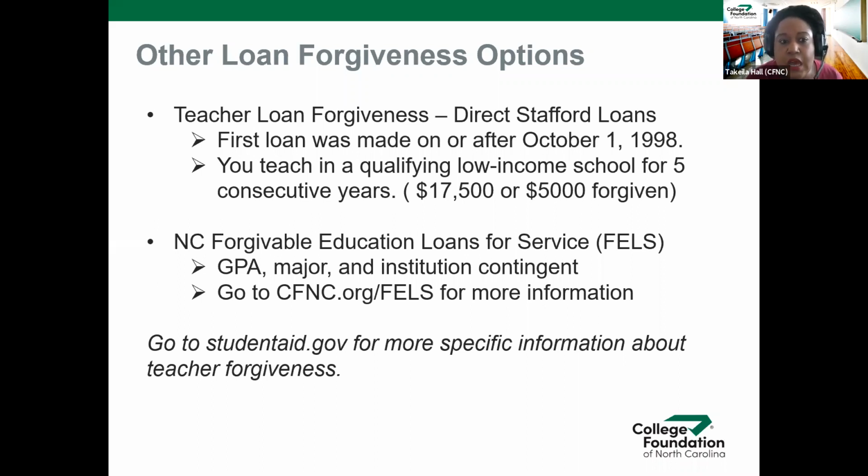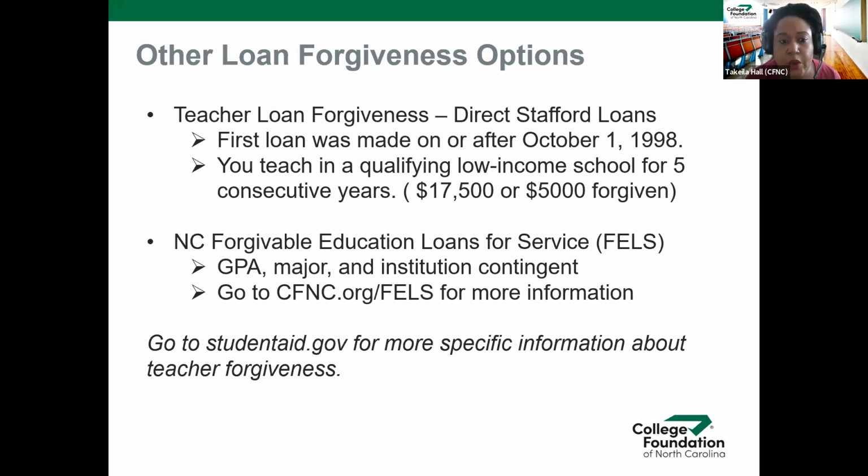And then the next one I want to talk about is the North Carolina Forgivable Education Loan for Service, and so we refer to that as FELS. So some of the things that you want to know is, we do look at your GPA, major, is institution contingent. And of course, to learn more about this particular type of option, you want to go to cfnc.org/FELS. Now, I just want to add one or two more things to the North Carolina Forgivable Education Loan for Service. You do have to agree to work in the state of North Carolina for 1 year for every year you receive the money.